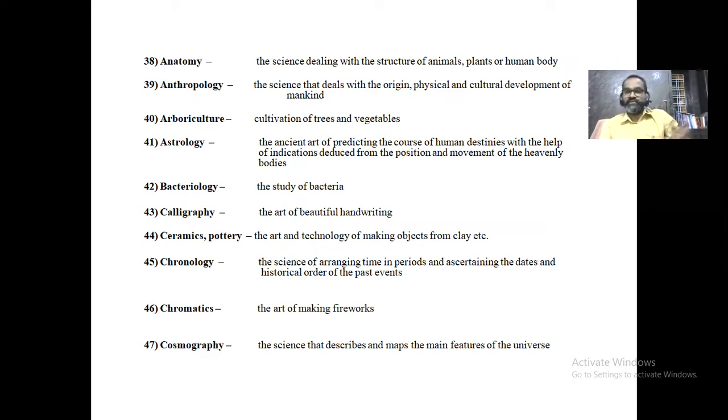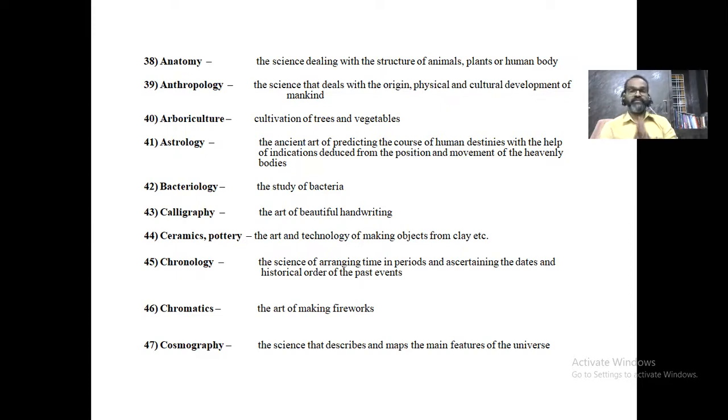Ancient predictions and course of human destinies with the help of indications deduced from the position and movement of the heavenly bodies. So using these many words, you can just say astrology, science of planets and all. Oh, that's astronomy again. That's astronomy. This astrology is the human destinies, with the help of indications given by the planets and all like that. Okay, bacteriology, as you know, the study of bacteria, is a bacteriologist.